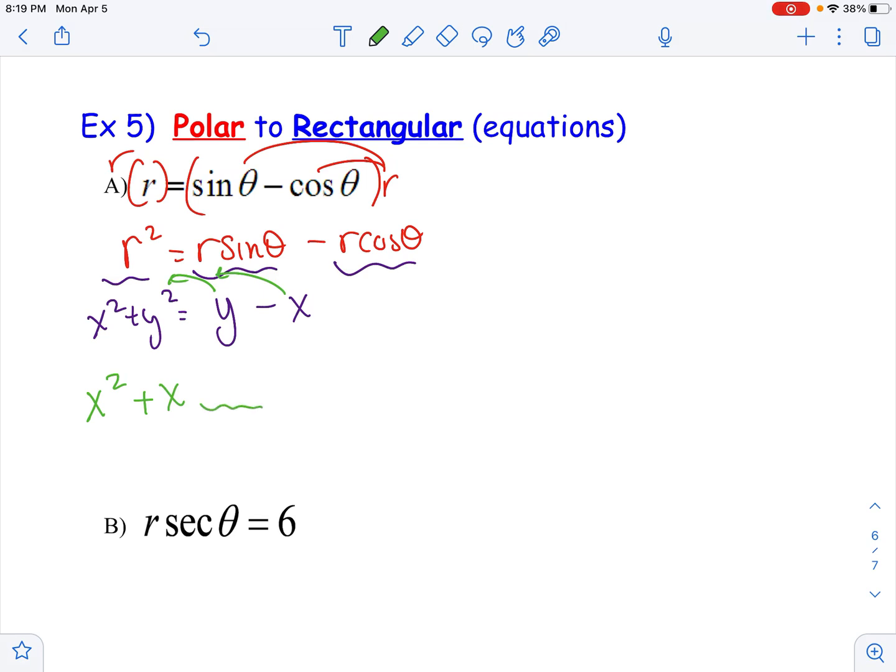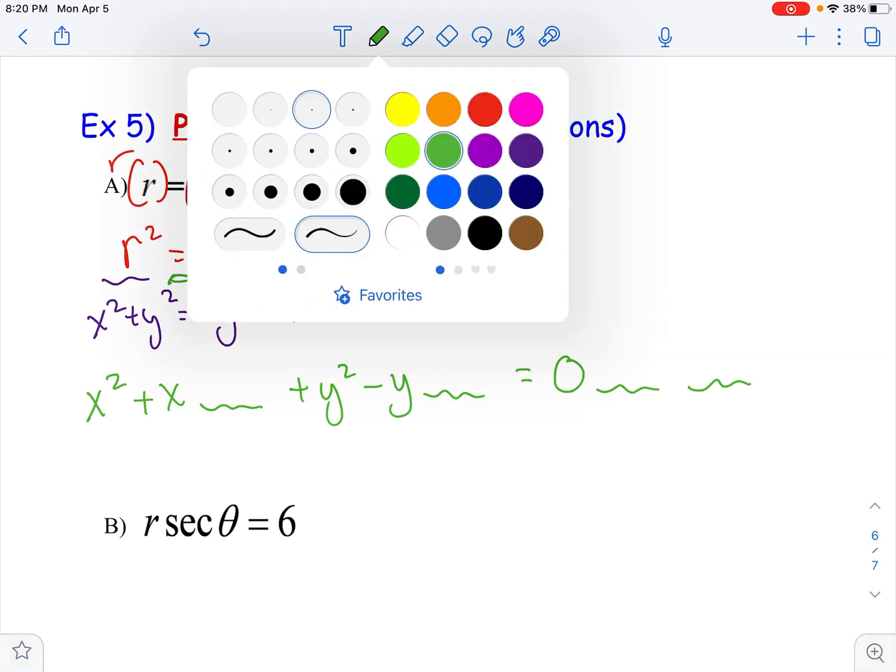Remember, completing the square, we want to put those x's together. Then I get a y squared and minus y. I'm going to leave a little space there, and that's equal to 0. Okay, so don't forget when we complete the square, we've got to add what we add to the left side to the right side as well.